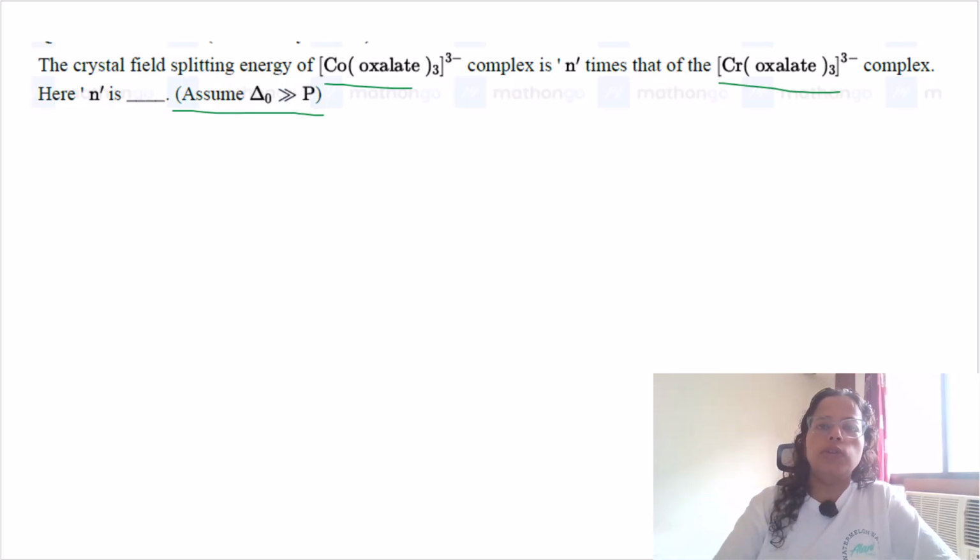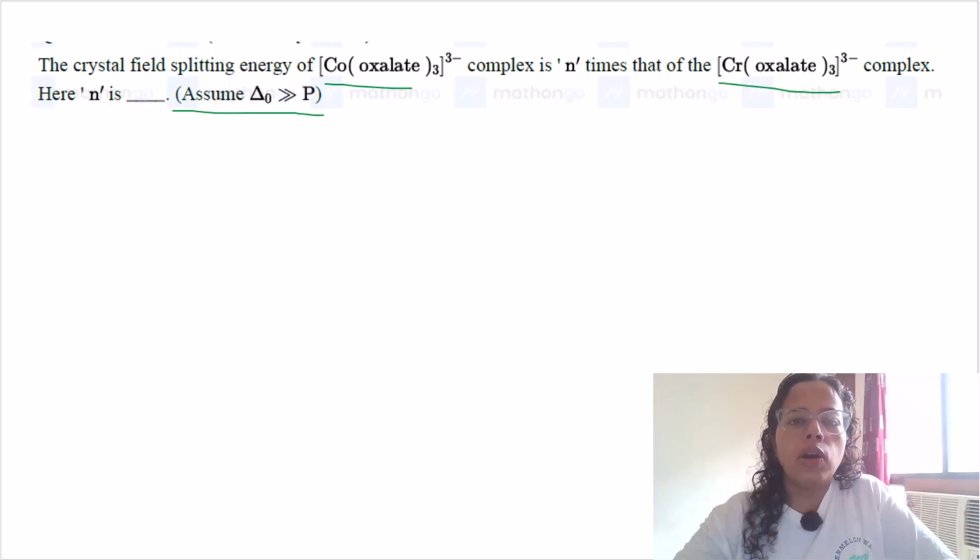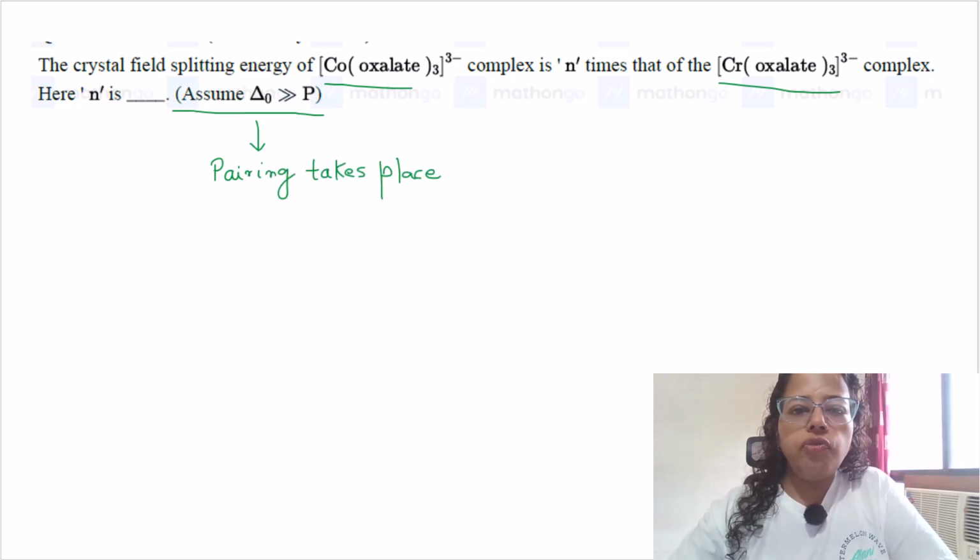Okay, so if you have some idea about the crystal field theory in coordination complexes, then you must be knowing the terms like delta octahedral, CFSE and the pairing energy. So when delta octahedral is greater than pairing energy, that means pairing takes place. And what is the meaning of pairing takes place? It means that both these cobalt and chromium complexes are low spin complexes.